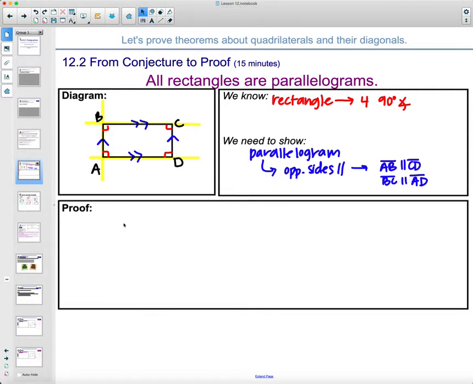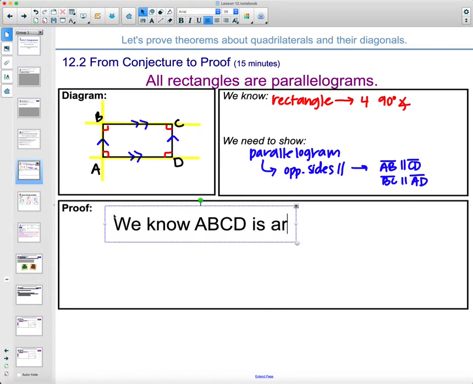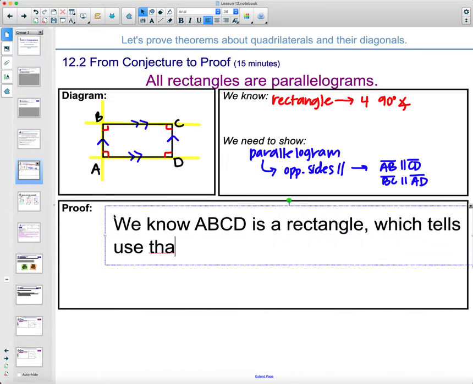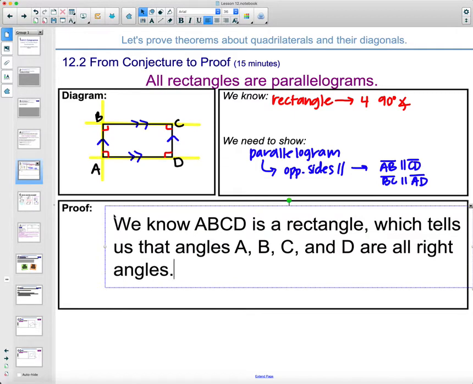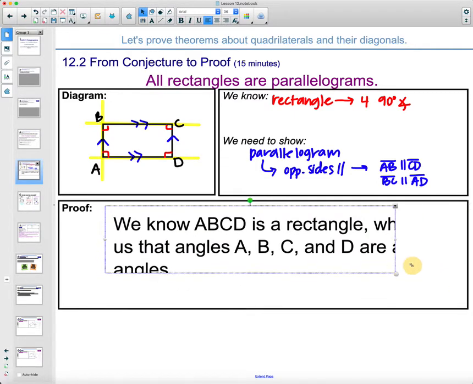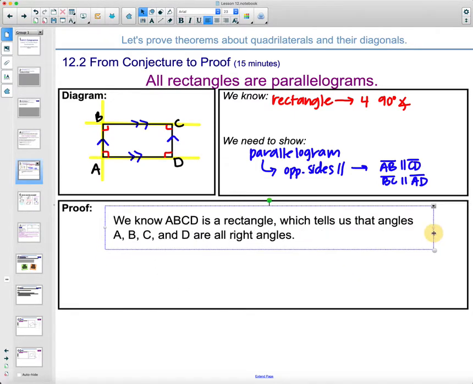What we used were the right angles, so we're going to have to start with what we know. We know ABCD is a rectangle, which tells us that angles A, B, C, and D are all right angles. That was from what we knew about it being a rectangle. Because it's a rectangle, then we know all of this.